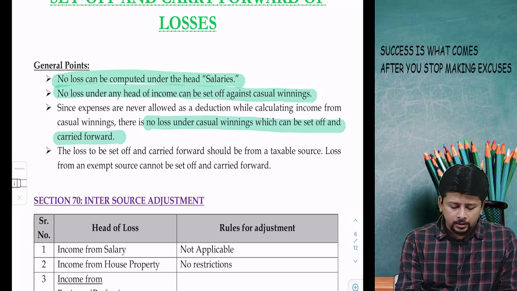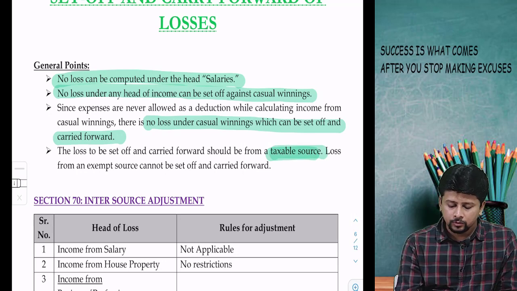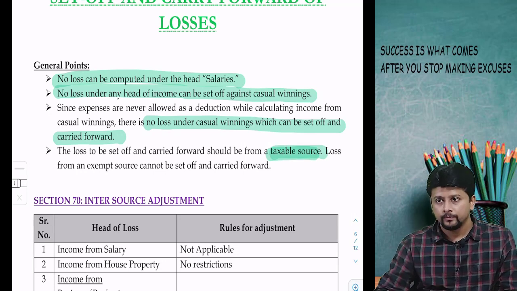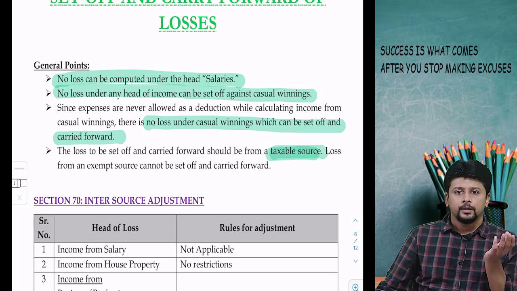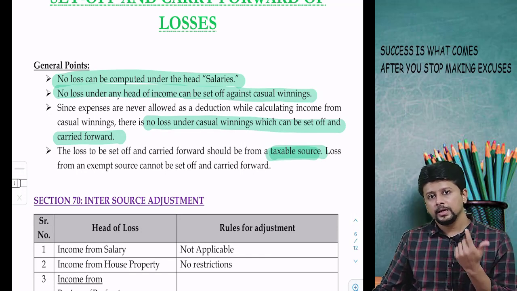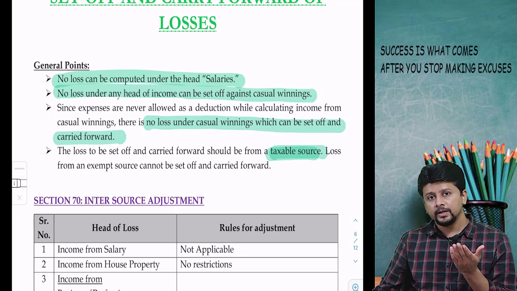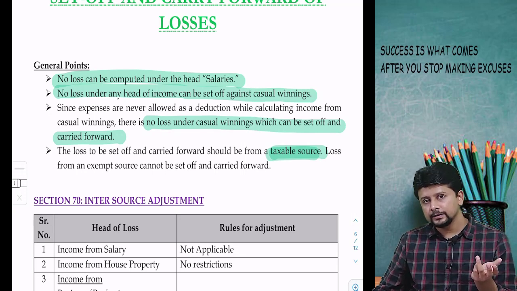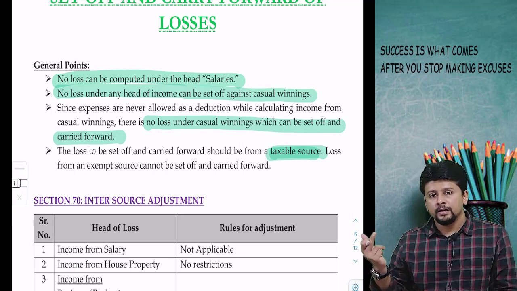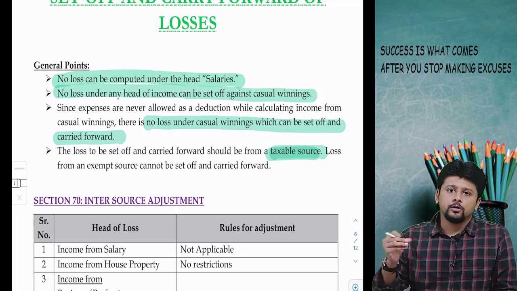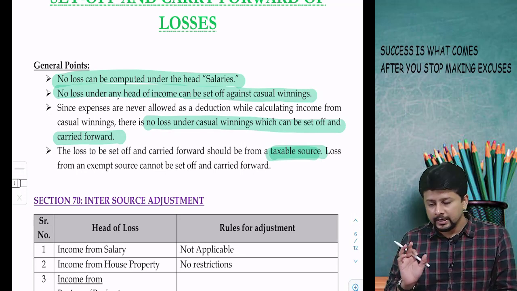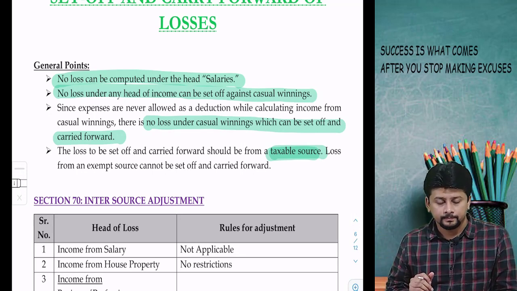Lastly, the loss that you are talking about should be from a taxable source and not from an exempt source. If profit is exempt, then loss cannot be used for set off carry forward. Agriculture activity giving me profit, I don't pay tax. Then agriculture activity giving me a loss, that loss cannot be considered for set off and carry forward. It has to be a taxable source.